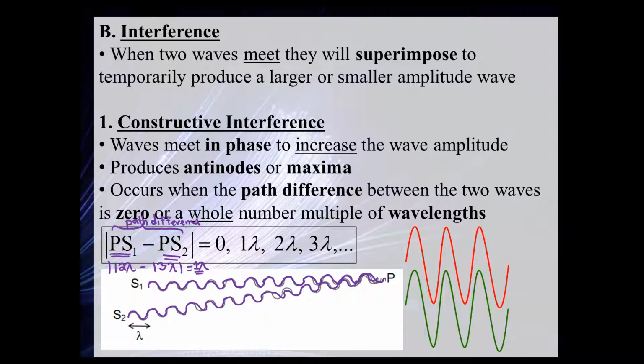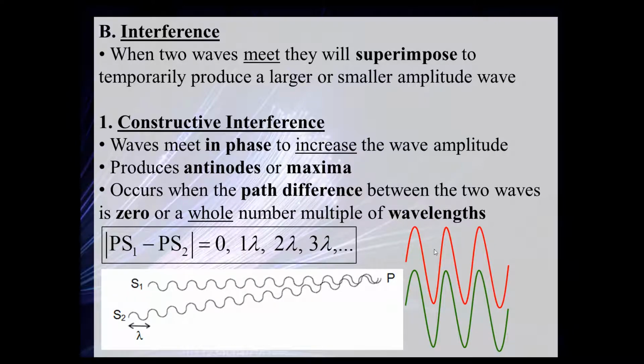So if you take the path difference between the source of the wave and a point that you're interested in knowing what kind of interference is occurring at that point, as long as that path difference is either 0 or a whole number multiple of the wavelength, then you do have constructive interference. Now you might be wondering, why is that the case? Why is it that when the path difference is a whole number multiple of wavelengths, you do get constructive interference? I'm going to try to use my little waves I drew on the right-hand side of the page to explain this.